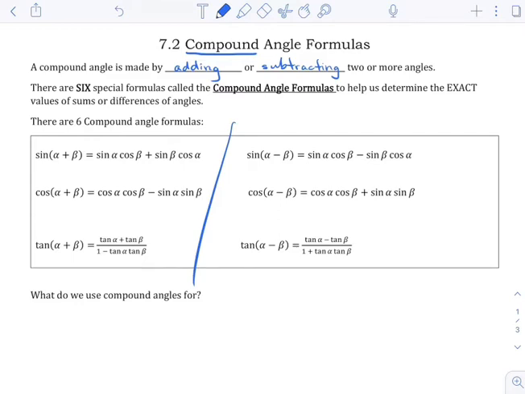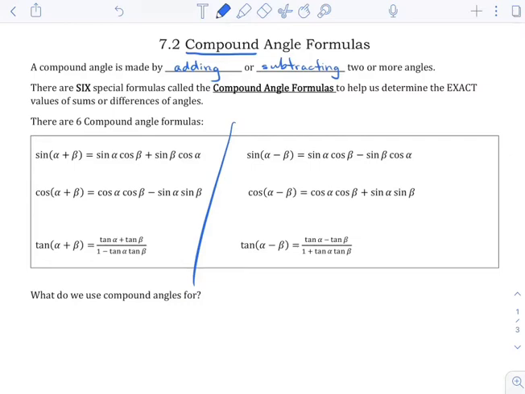So for sine, if we're adding two angles together, that's equivalent to sine of the first angle, cos of the first angle. Now that's a multiplication between those two because there's no sign in between them. And we add sine B cos A, or beta and alpha. So notice the formula of how they show up. The subtraction is the exact same. The only difference is there's a subtraction between. So the sign stays the same between them. So we have sine cos minus sine cos, but the angles switch.